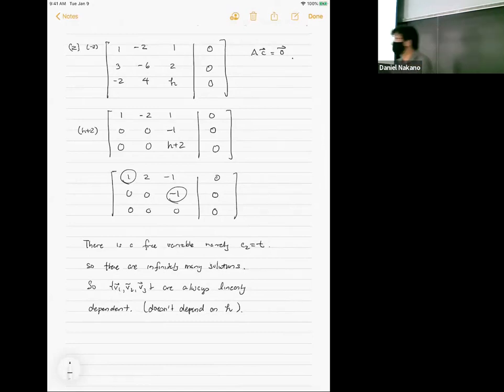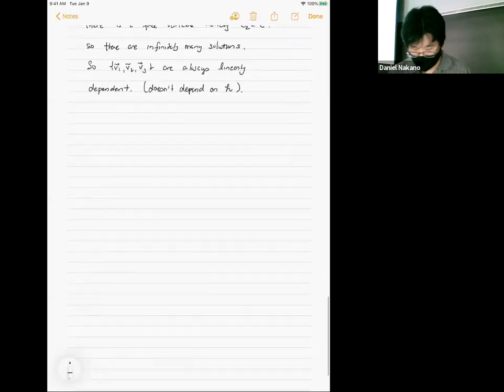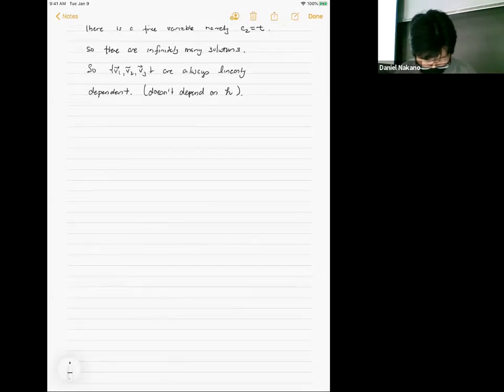Any questions? That was an interesting detour to solving this problem. All right, so now what I want to do is show you that if you have linearly dependent vectors, then one vector is going to be in the span of the others. So let's actually prove that. So here's the theorem.